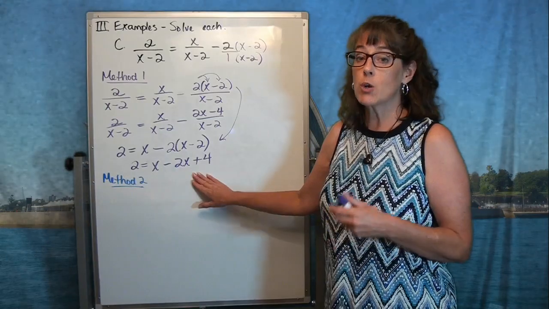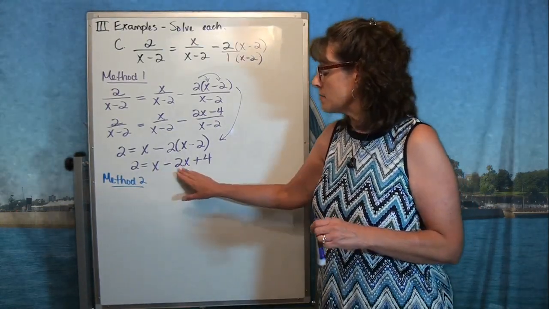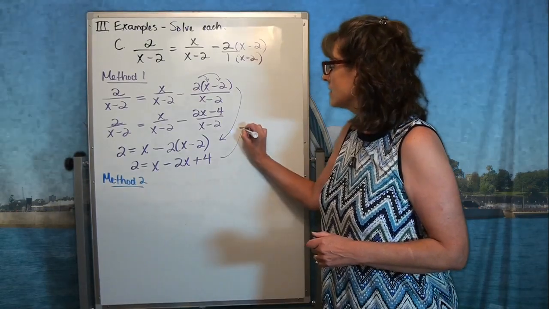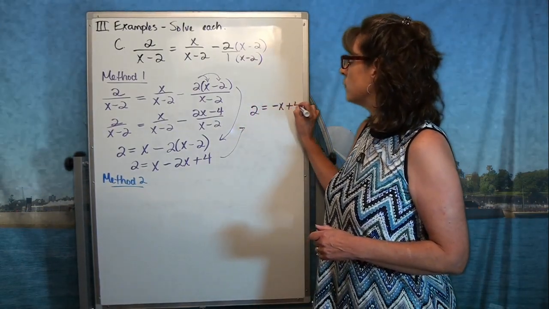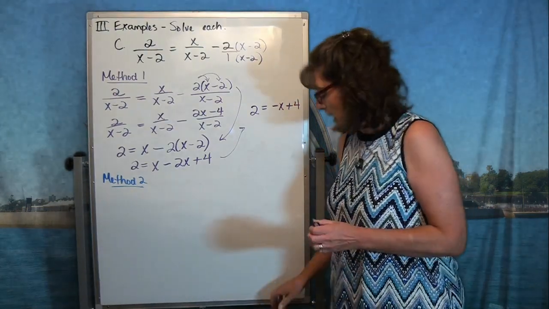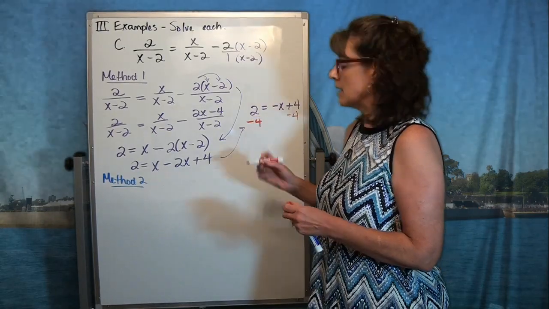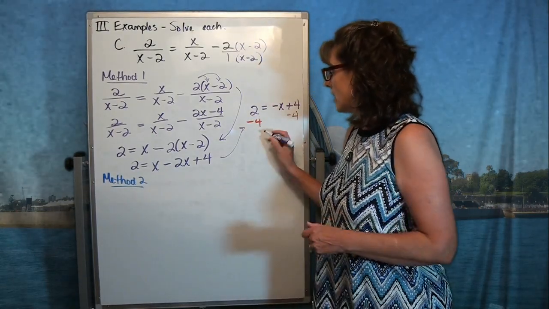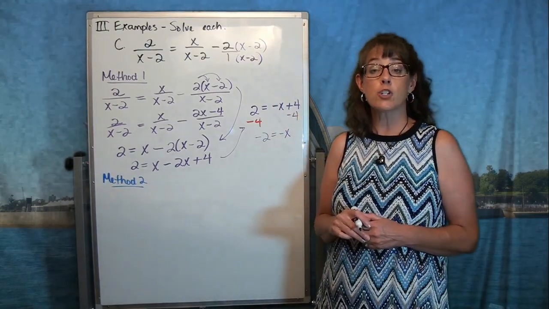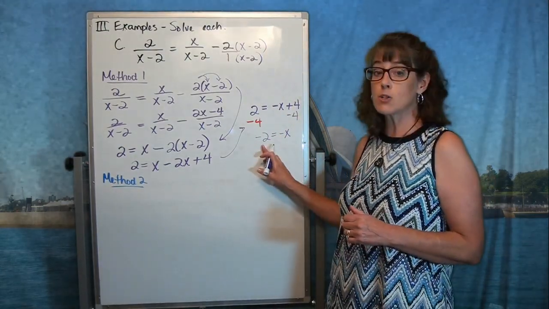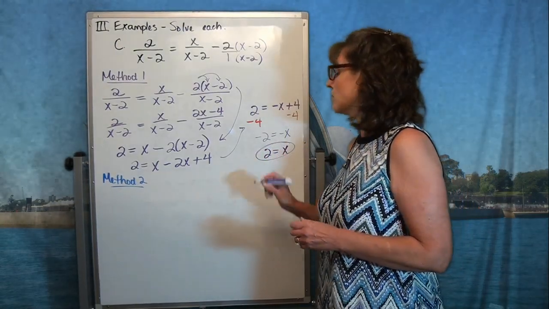At this point, I have an equation that's pretty easy to solve, but I'm going to combine my like terms first. x minus 2x is a negative x, and so I'll have 2 equals negative x plus 4, and I know what I have to do now is subtract 4 on both sides, giving me 2 minus 4 is a negative 2. Negative 2 equals negative x, and you know to divide by negative, or just simply change all the signs, giving me x is 2.